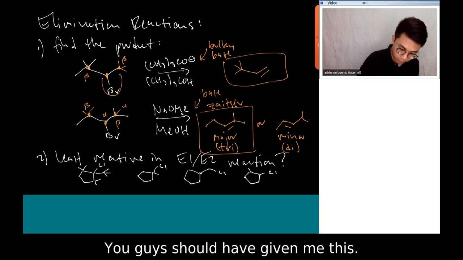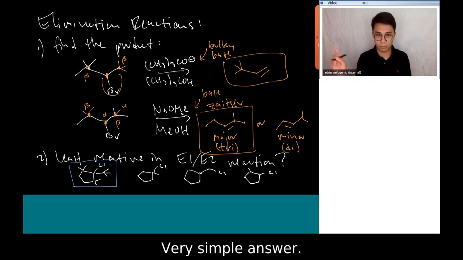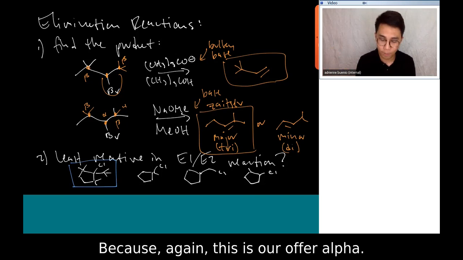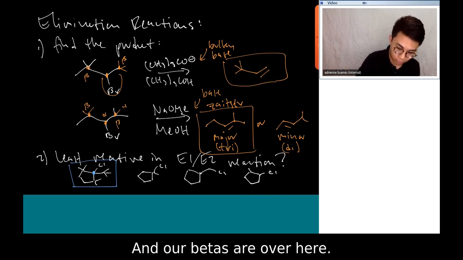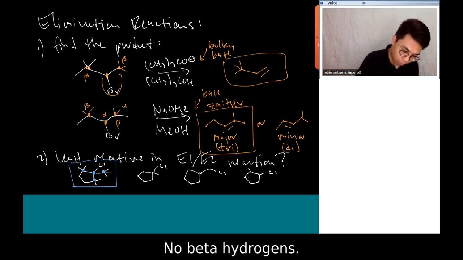Okay. Now let's do least reactive in E1, E2 reaction. You guys should have given me this. And why? Very simple answer. Because, again, this is our alpha, and our betas are over here, right? Do our betas have any hydrogens? No beta hydrogens.